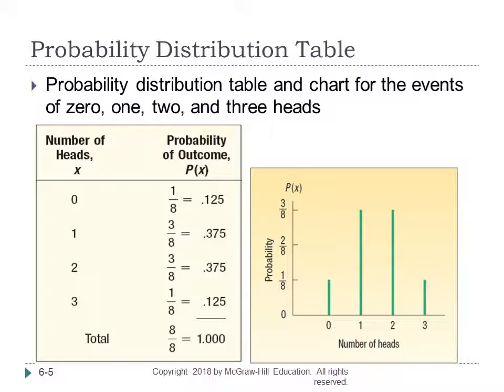Now a probability distribution for this variable will be a listing of all the possible outcomes for x and the probability of that outcome. So here is this table. This is our distribution. The number of heads, which we called x, can be 0, 1, 2, or 3. Now what is the probability that x equals 0, meaning we get no heads? There's only one outcome that gives me no heads, so the probability is 1 over 8, which is 0.125. The probability that x equals 1, meaning we get 1 head, there are 3 outcomes that give me 1 head.